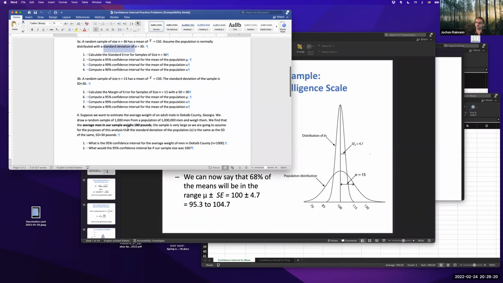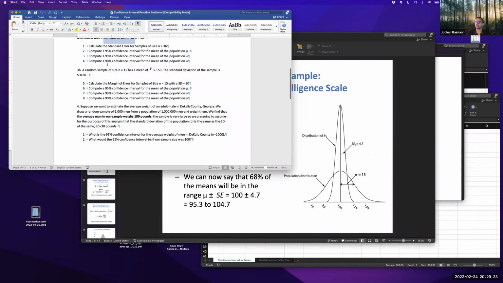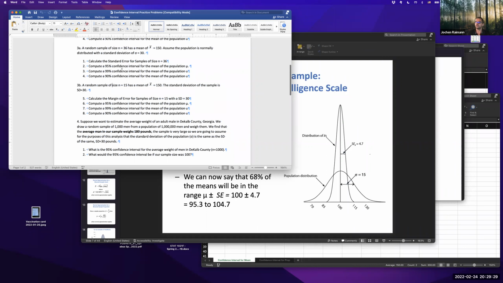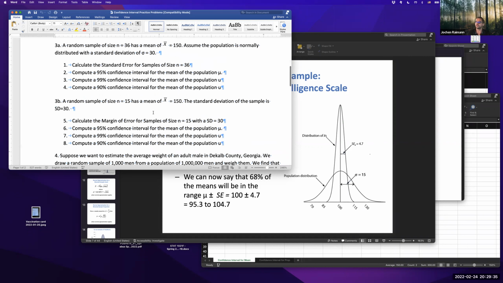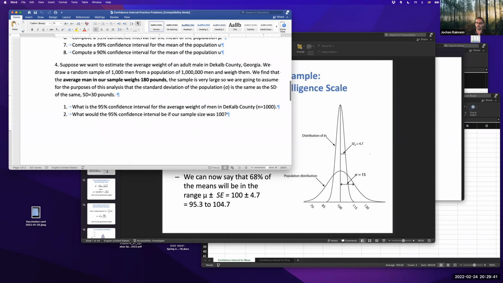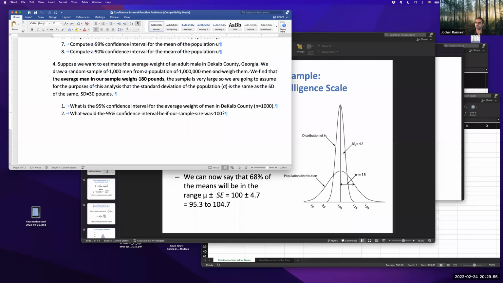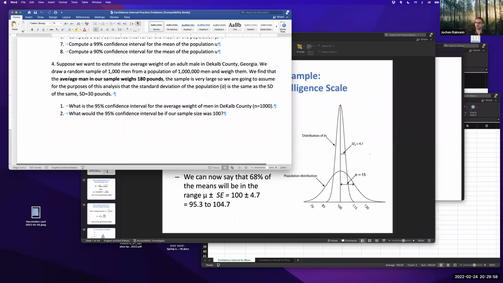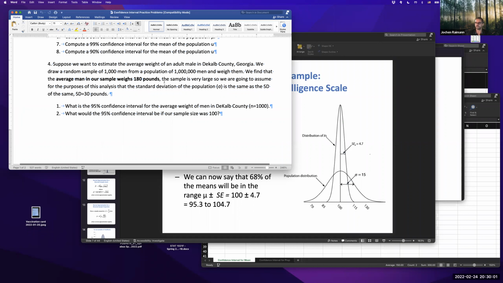If you're going now further to example number 4, we have done this one, 3A. Now we went through this and this. So now let's talk about 4. We are having now the average weight of an adult male in DeKalb County, Georgia. We draw a random sample of 1,000 men from a population of 1 million men and weigh them. We find that the average man in our sample weighs 180 pounds.